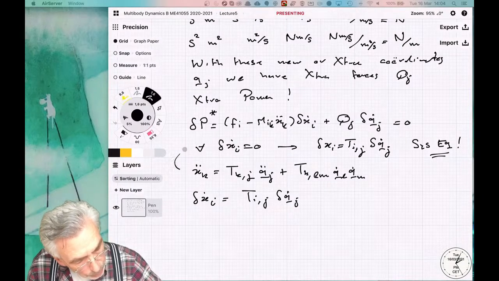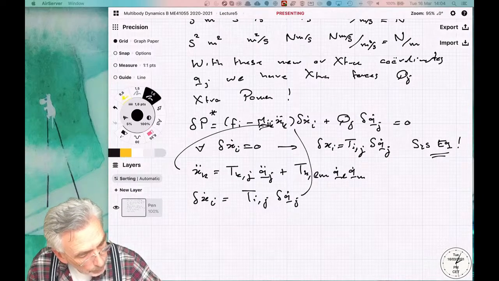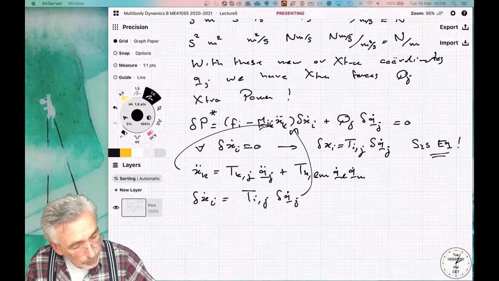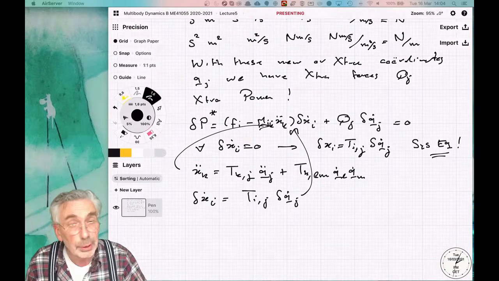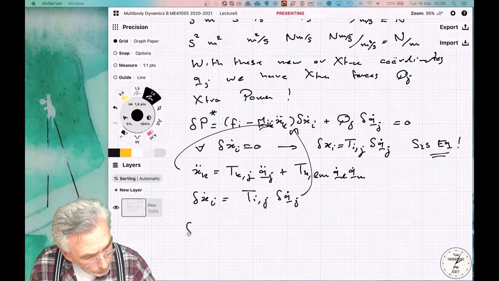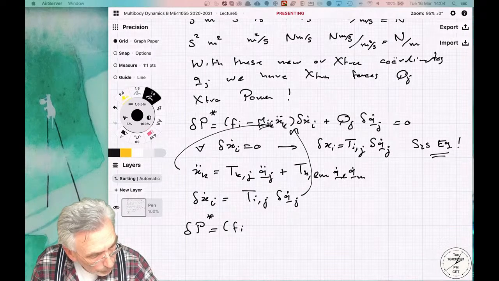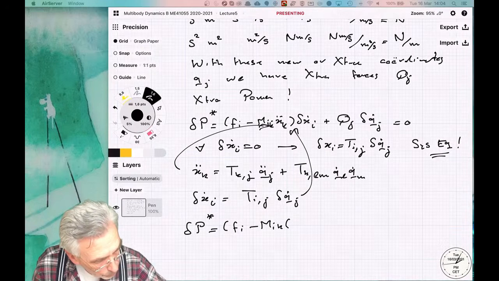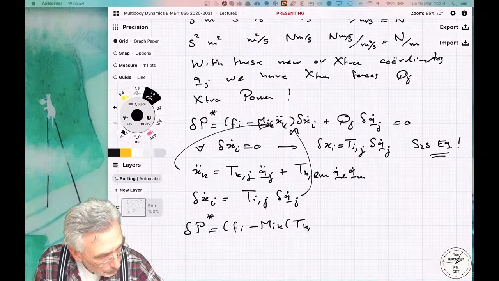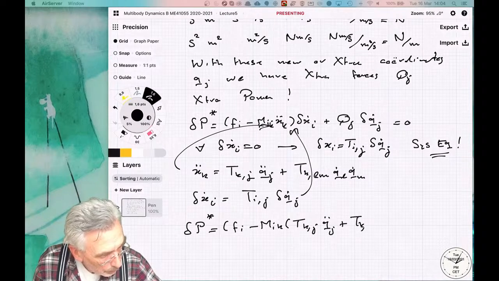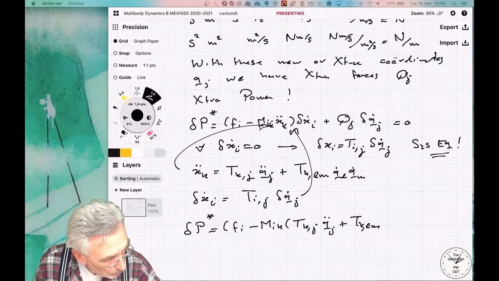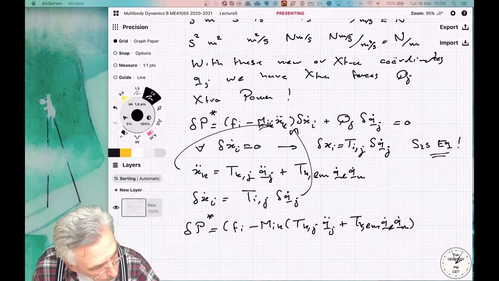So we're going to substitute this guy here and this guy there. And then we finally have everything expressed in our generalized degrees of freedom. So we get delta p star equals, we get our Fi minus Mik times, now I have to substitute this whole shebang, Tkj q dot j plus Tklm. Oh, klm, that can fly away. Let's take care it doesn't fly away.